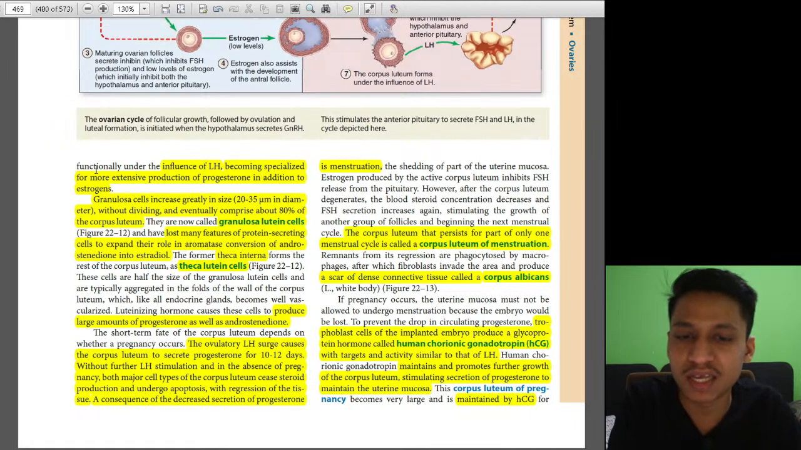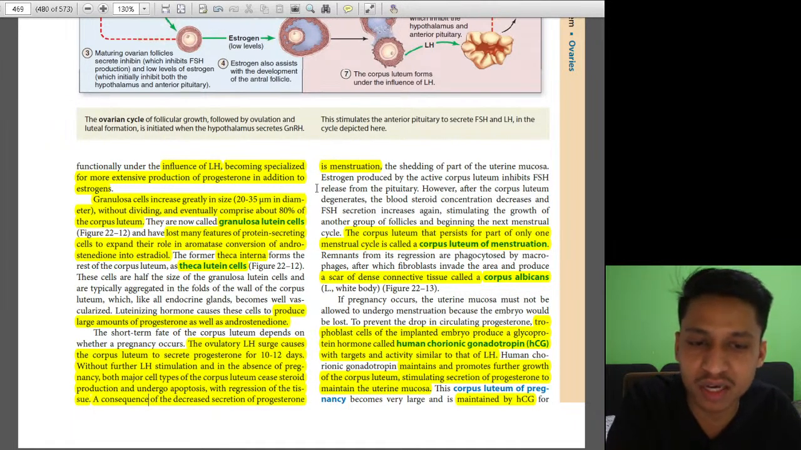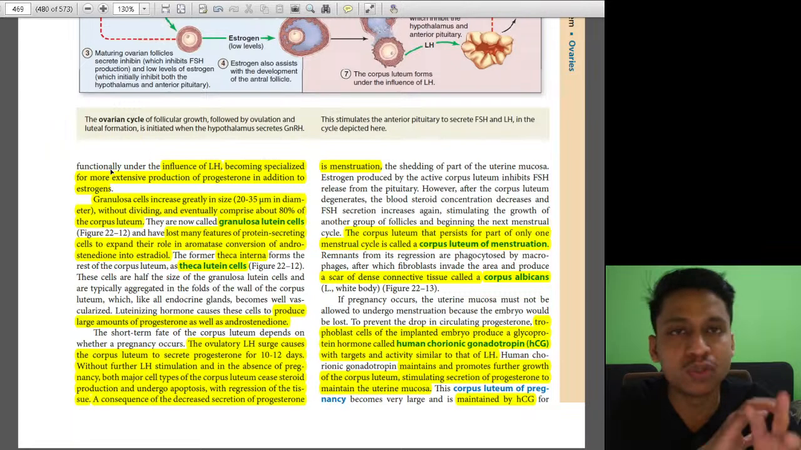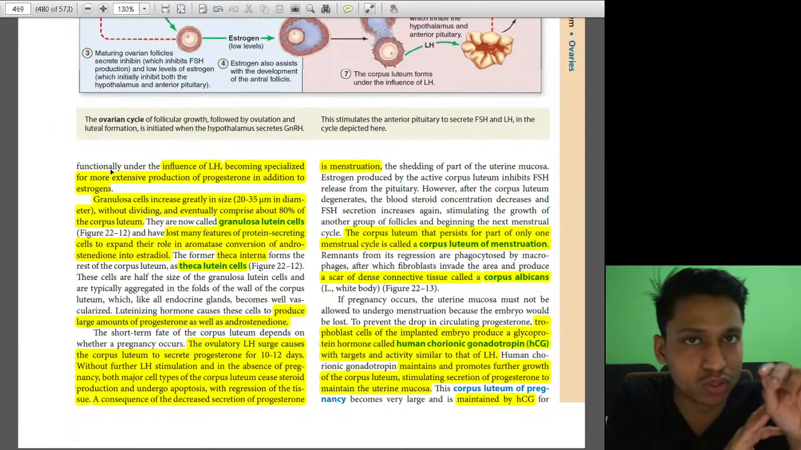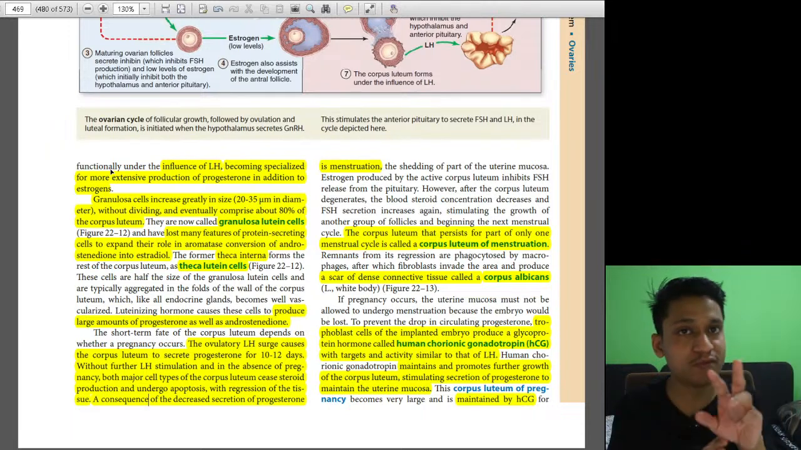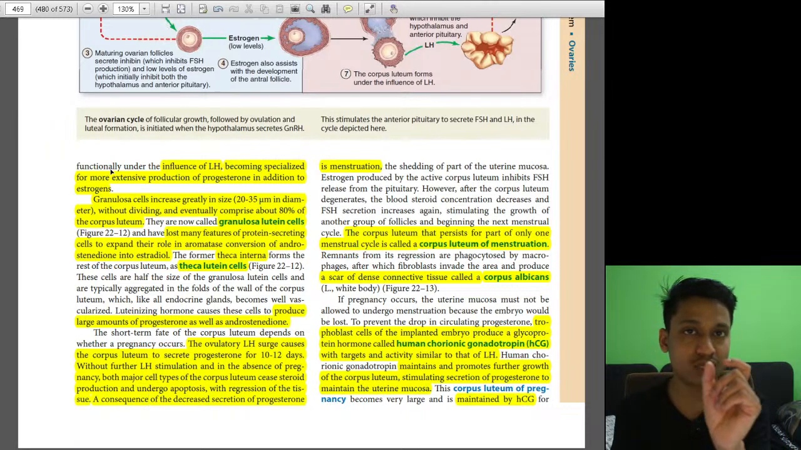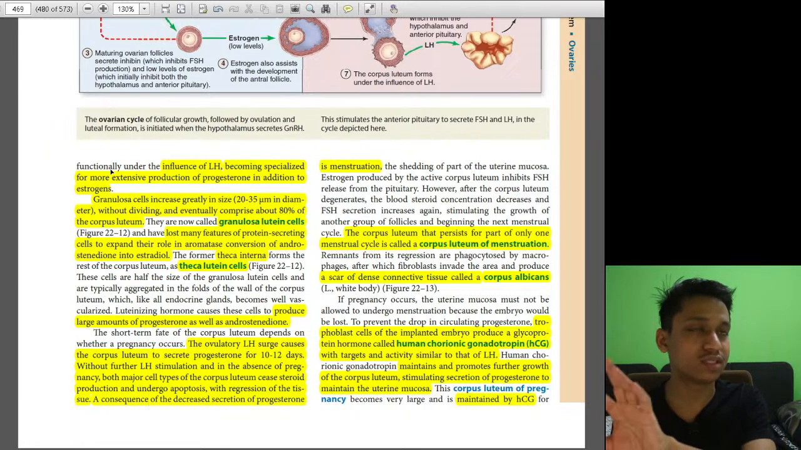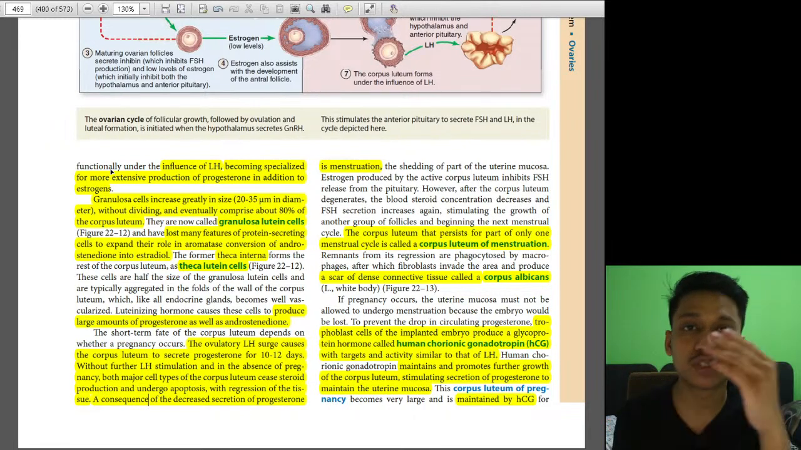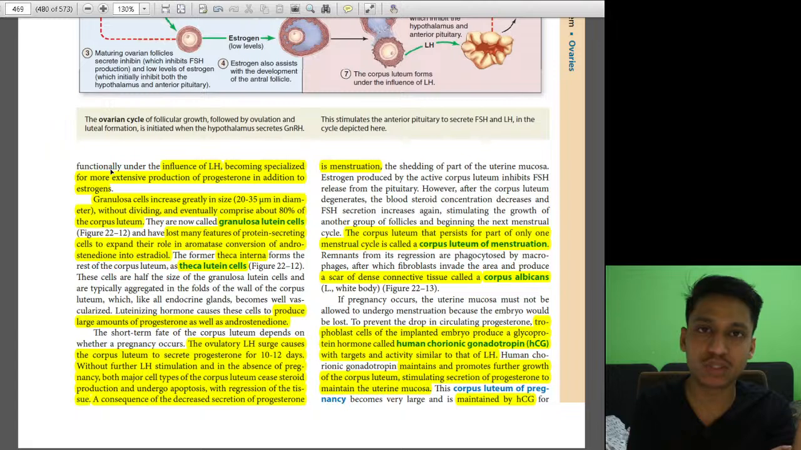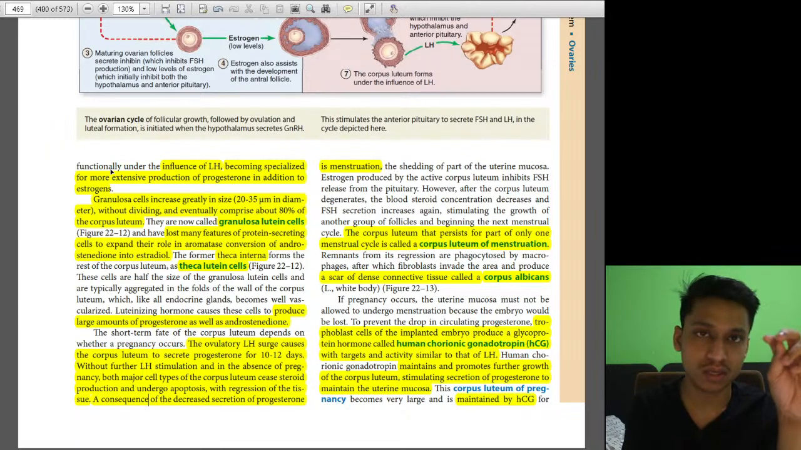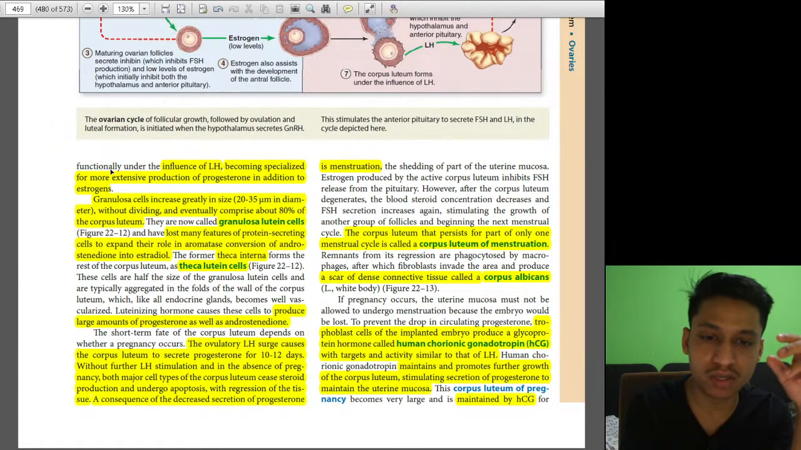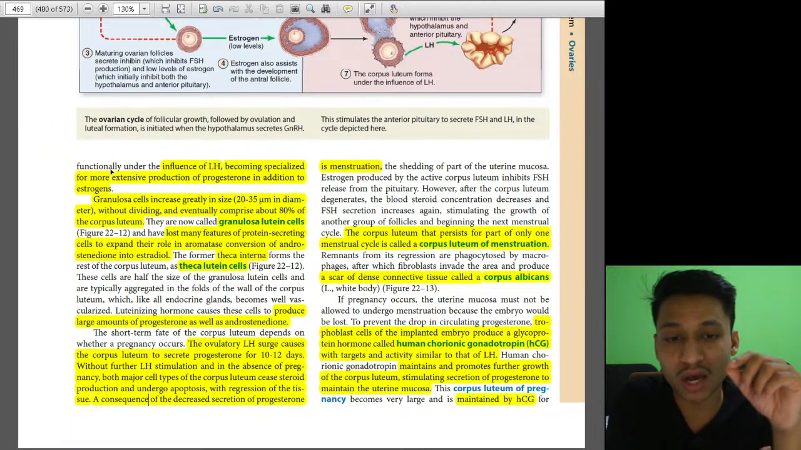They become specialized for more extensive production of progesterone in addition to estrogen. Estrogen was already being produced, and you remember two layers were important in its production, the theca interna and granulosa cells. Theca interna created androgen, which traveled to the granulosa cells, and granulosa cells converted it to estradiol, that is basically estrogen. This estrogen is being produced already, but in addition to estrogen, the corpus luteum is also going to produce progesterone.